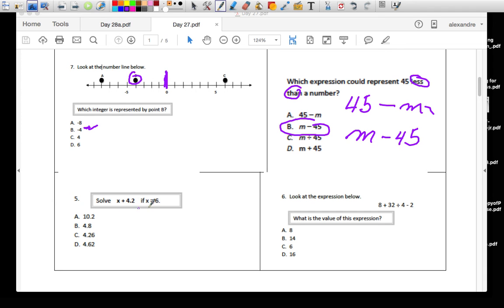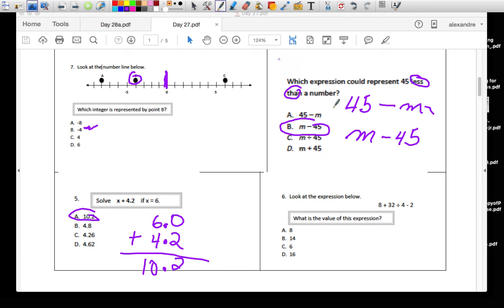Solve x plus 4.2 if x equals 6. This is a substitution problem. We know the value of x. A number plus 4.2. In this case, they give us a number. 6 plus 4.2. Let's add that. And let me add a decimal here because 4.2 has a decimal. I'll add a placeholder on top, and now I can add: 10.2. C.